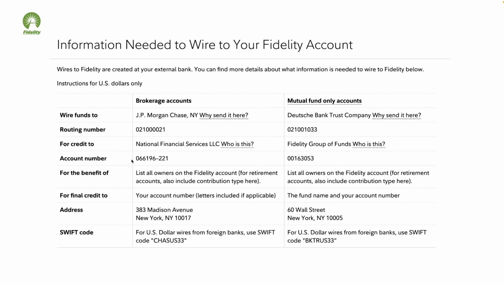It also gives a routing number and account number. So this is the account number. It's not our own account number. It's Fidelity's account number as a client of Chase Bank. So basically we are wiring our money to Fidelity on Chase Bank.